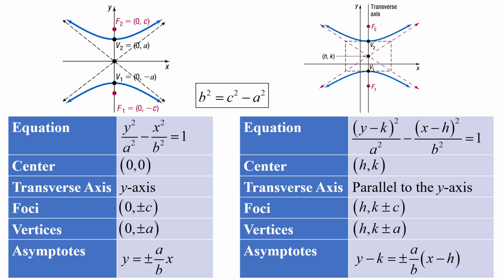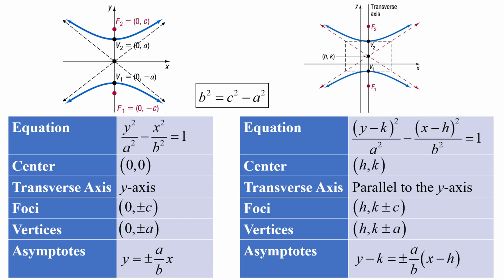The foci are a distance of c from the center along the transverse axis, thus they're located at the points 0, plus or minus c. Vertices are a distance of a from the center along the transverse axis, thus they are located at the points 0, plus or minus a. The asymptotes are y equals a over b times x and y equals negative a over b times x. Again, two lines whose slopes are negative a over b and a over b.